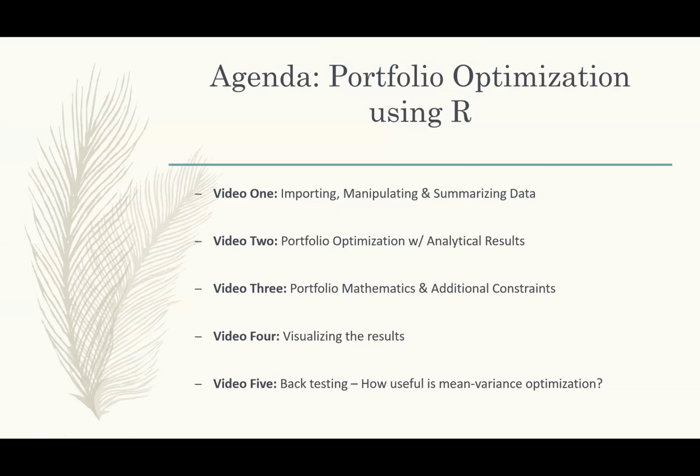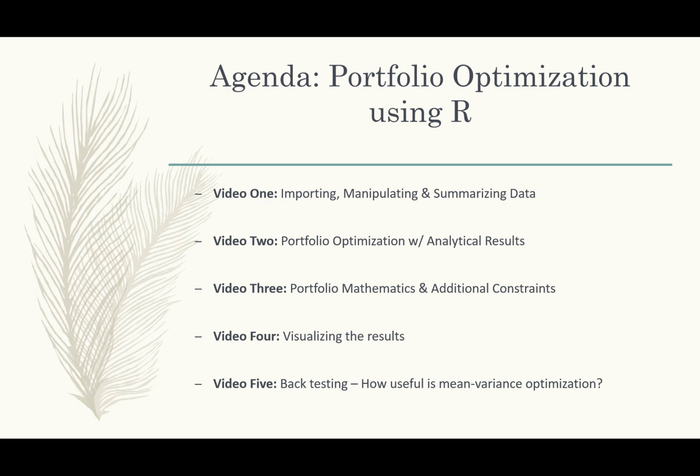Hey guys, welcome to video 3. In the previous video, we were able to optimize a portfolio with one constraint, which was that all asset weights in the portfolio sum to 1. Now let's look at a portfolio with additional constraints like specific return or beta requirements.